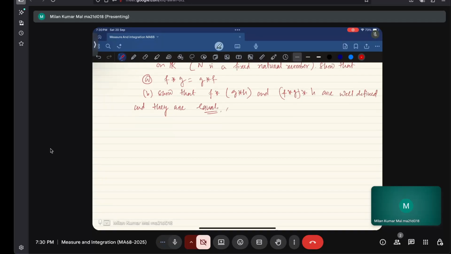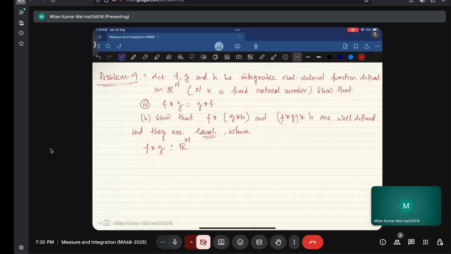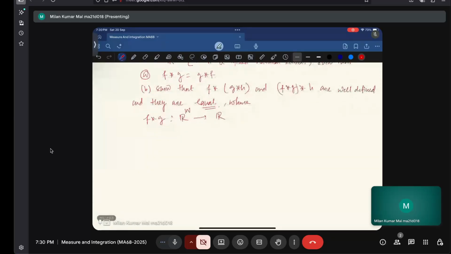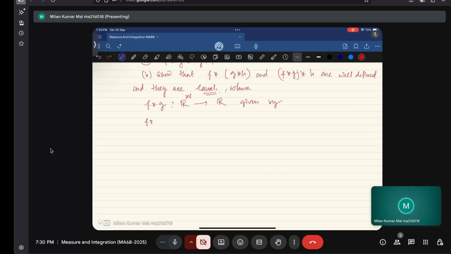Where f star g is a function defined on R to the power n to the real valued function, given by f star g at the point x equals the integration over Rn of f(x minus y) g(y) with respect to the measure dmn y. This is what it is.